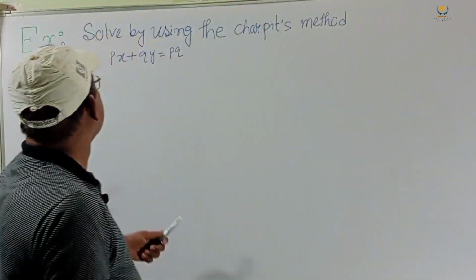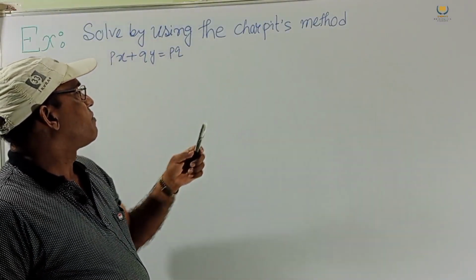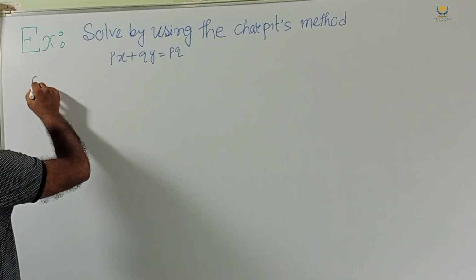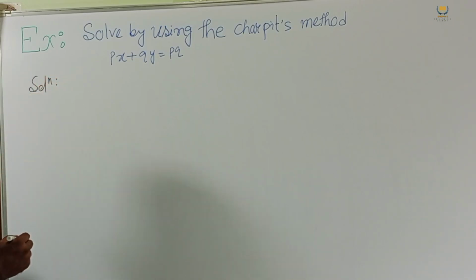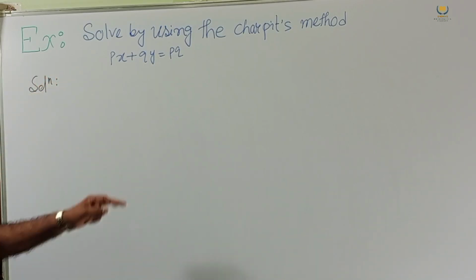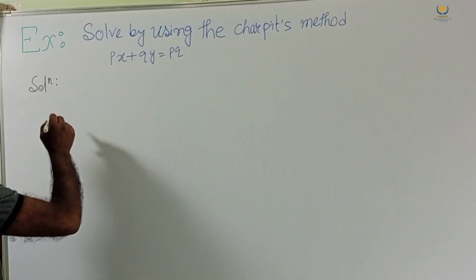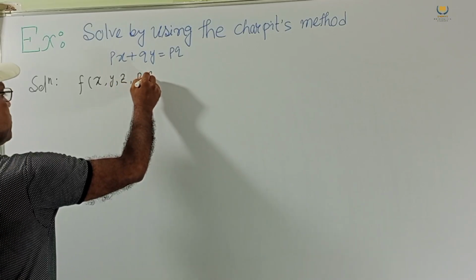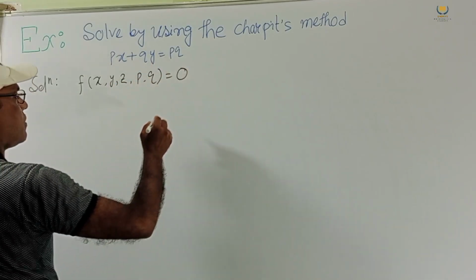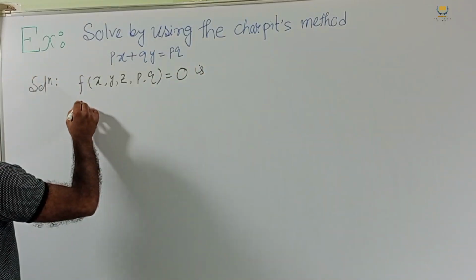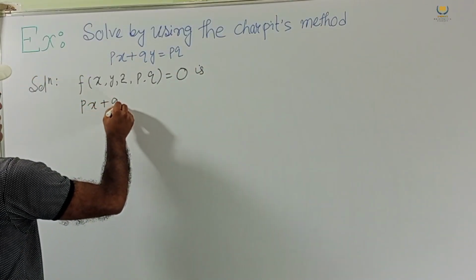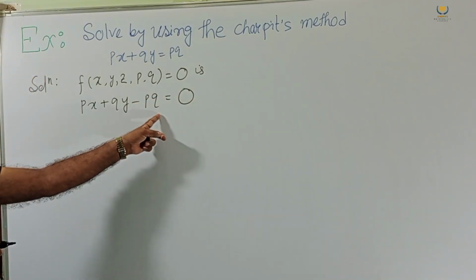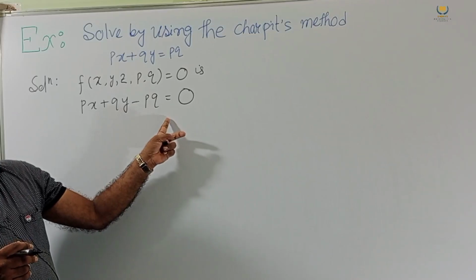Consider one problem solved by using Charpit's method: px + qy = pq. So, solution. This is our given equation, px + qy = pq. So consider f(x, y, z, p, q) = 0, that is, px + qy − pq = 0. This means f is this equation.